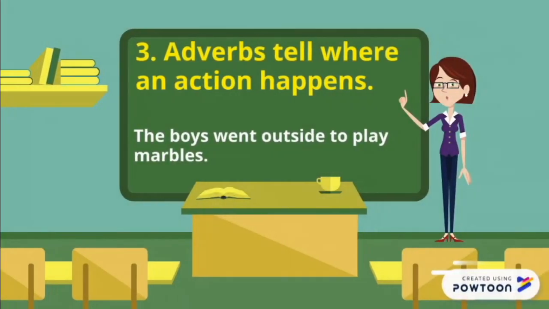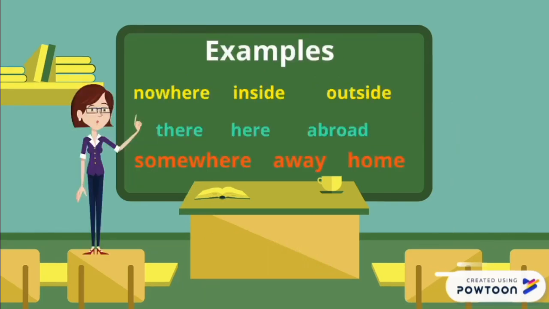Number three, adverbs tell where an action happens. In the sentence below, the boys went outside to play marbles. Where did the action happen? If you said outside, you are correct. Super job, boys and girls. Here are a few more examples that tell where.